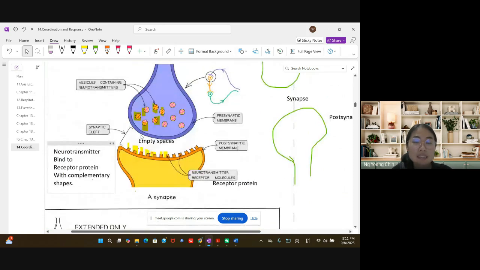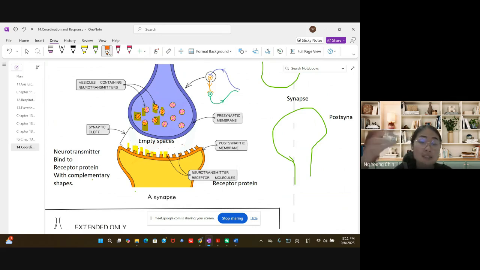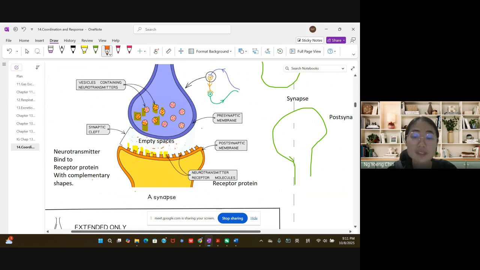Another thing I want to ask you: imagine that the neurotransmitter passes through the synapse and reaches the receptor proteins on the post-synaptic membrane. The synapse is actually an empty space, just that there's a connection between these two neurons. So there will be neurotransmitter here. What is the process by which the neurotransmitter can get from the vesicle to bind to the receptor molecule?